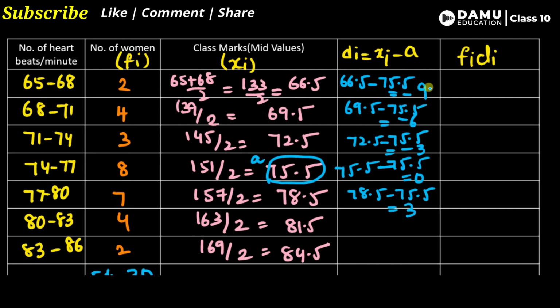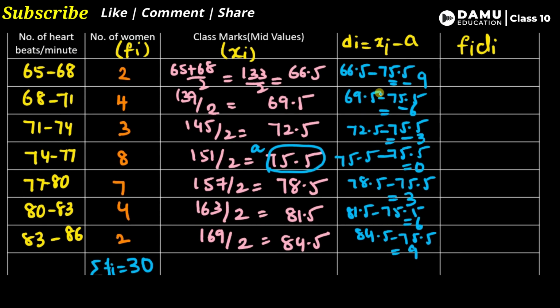Why? Because you are successively increasing: minus 9, minus 6, minus 3, 0, 3. Next we will get 6, that will be 81.5 minus 75.5, we will get 6. Then 84.5 minus 75.5, we will get 9. So these are the deviation values we have to find.